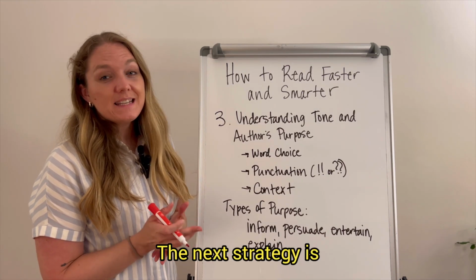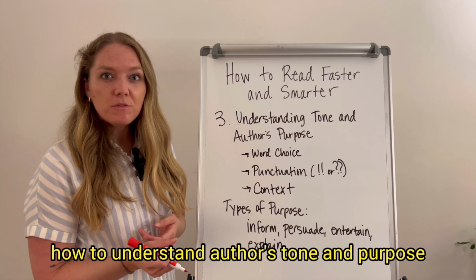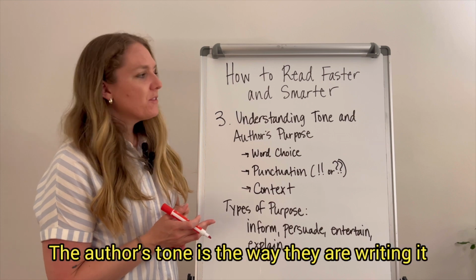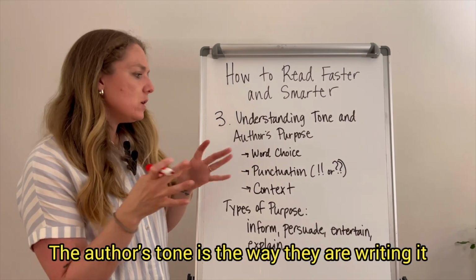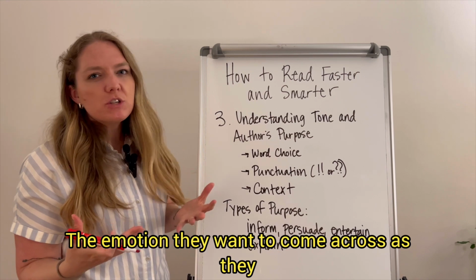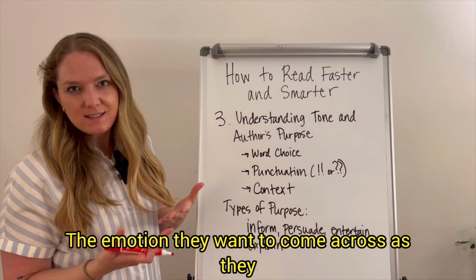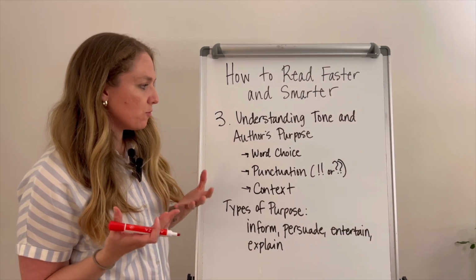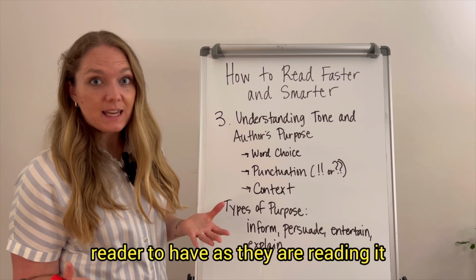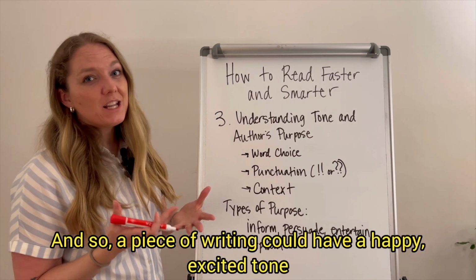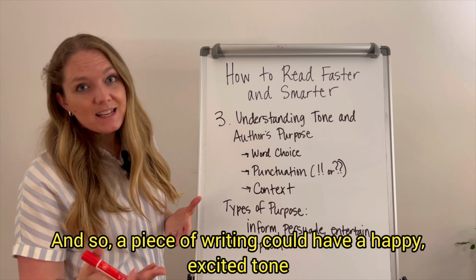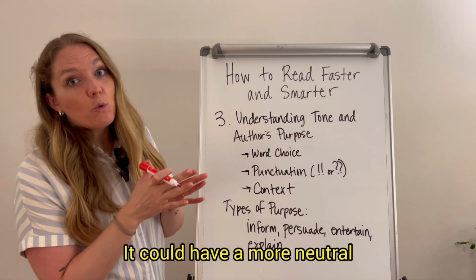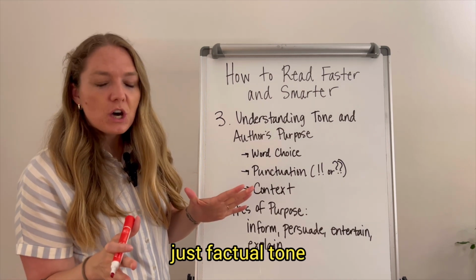The next strategy is how to understand author's tone and purpose. The author's tone is the way they are writing it, the emotion they want to come across as they are writing this piece, the emotion or the feeling they want the reader to have as they are reading it. And so a piece of writing could have a happy, excited tone. It could have a sad or depressed tone. It could have a more neutral, just factual tone.